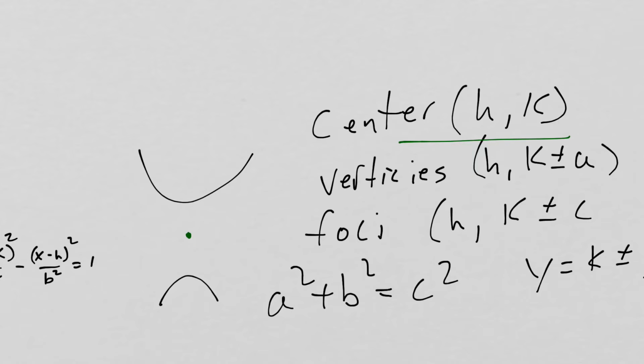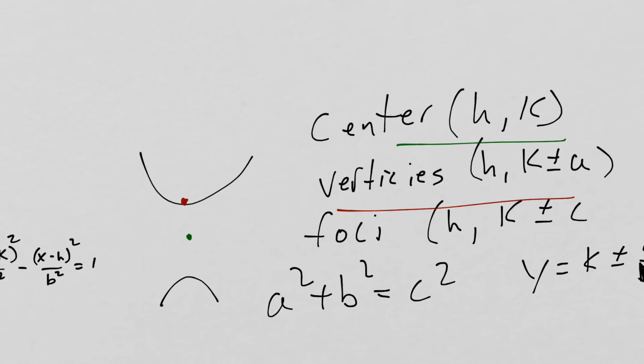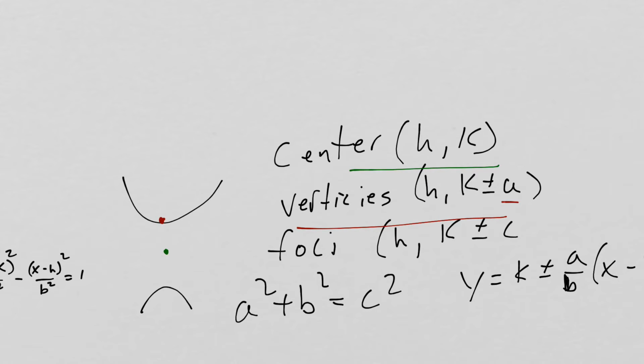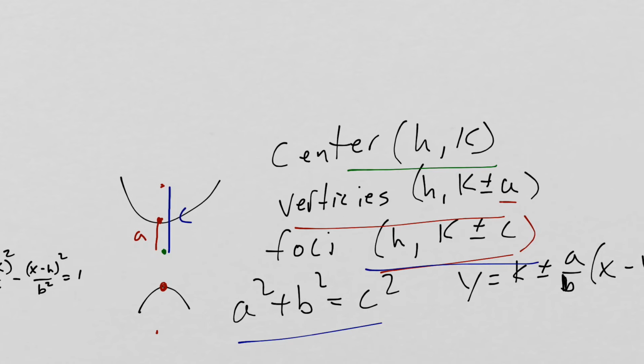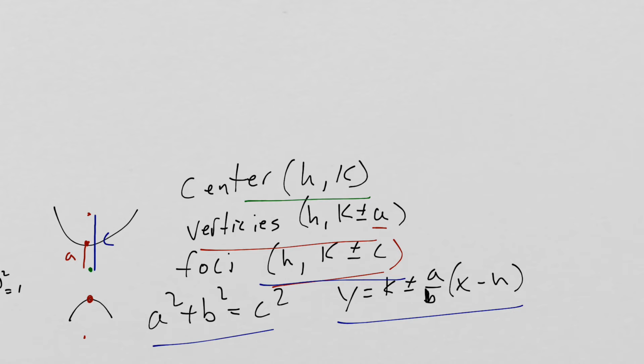The vertices are now at (h, k plus a) and (h, k minus a). So this distance right here is a. The foci are here and here. Okay, those are a distance of c units away. And again, the same formula relates a squared, b squared, and c squared. This is the equation of the asymptotes.